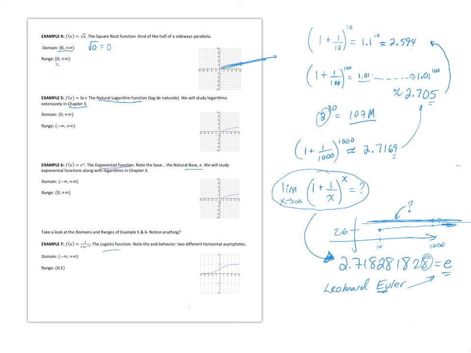So when we have exponential equations like 2 to the x or 5 to the x, those are called exponential equations because the exponent is a variable. Well, e shows up in exponential relationships, so it's referred to as the natural base. So the fundamental exponential equation is written as y equals e to the x, or f of x equals e to the x. And we see that here in example 6. There's our basic nuts and bolts exponential function.